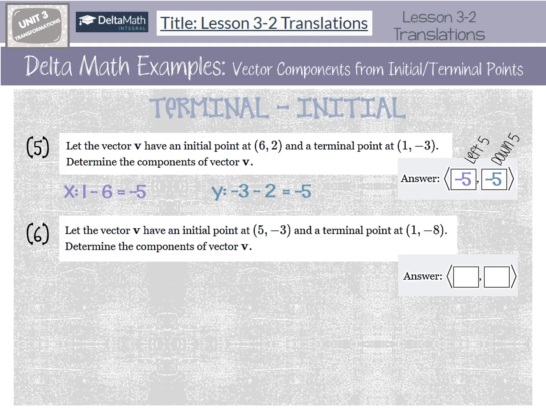Let's do the same thing with the next one. We're going to take our x and subtract terminal minus initial. 1 minus 5 is -4. And -8 minus -3 is -5.